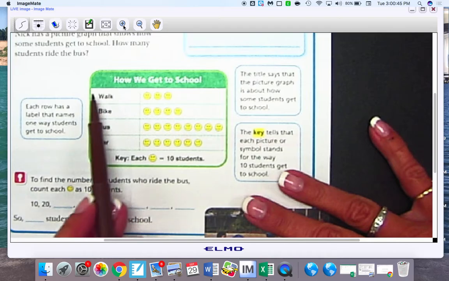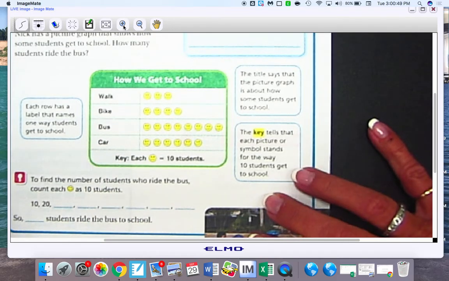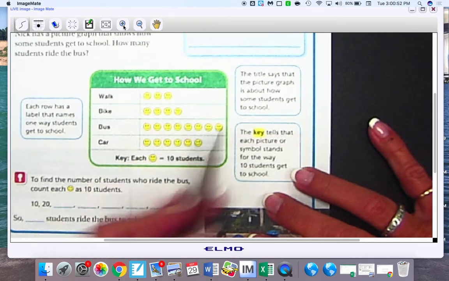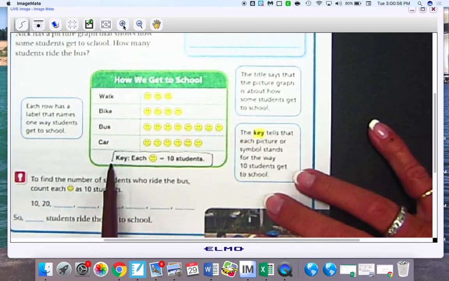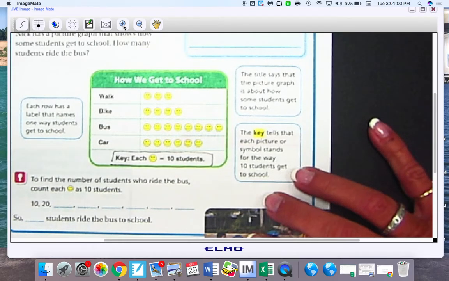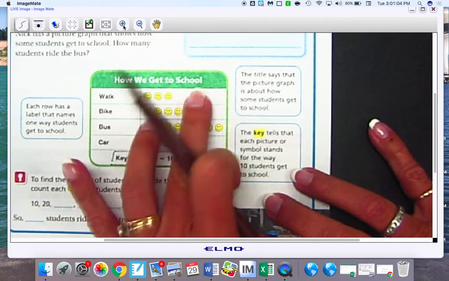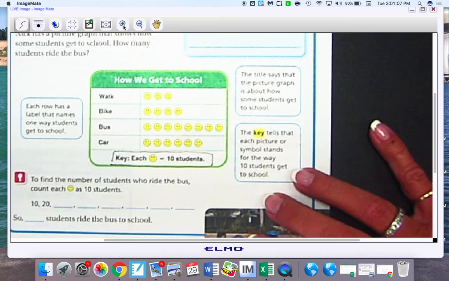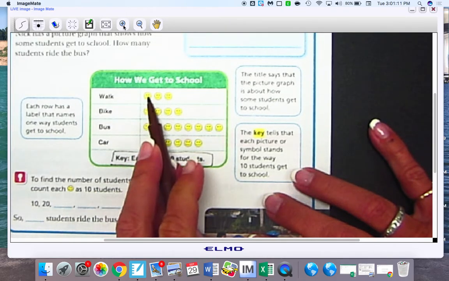And we notice that there's 4 ways listed down the side. And then we see smiley faces. And then at the bottom is a really important thing. It kind of determines what number we're counting by. Because if I just looked at this and thought, well, walking, there must be 3 kids. But when I look at the key, it says each face means 10.